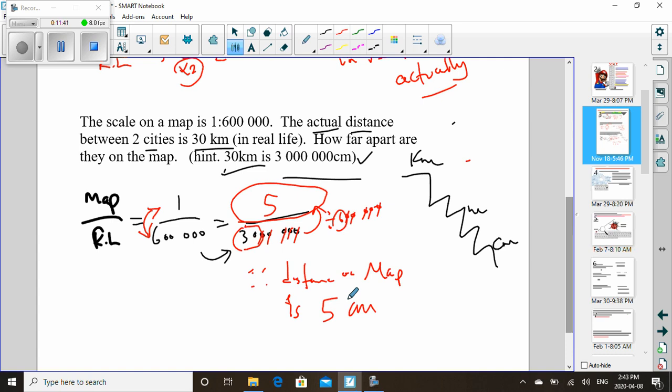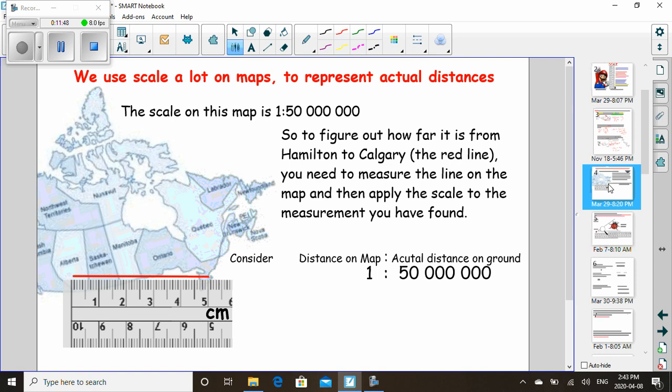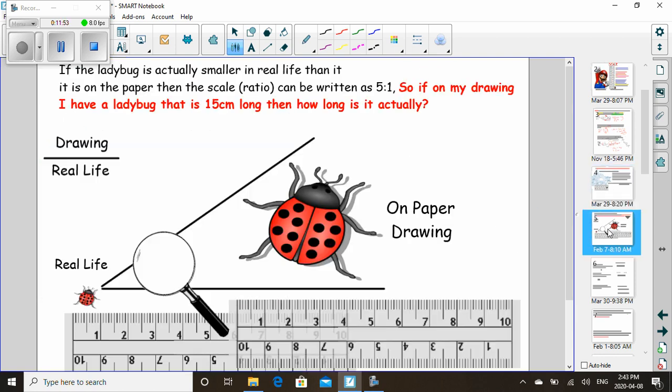Okay, so we have actual models, we have pictures, we have maps. They're all scale related. Here's another question, a map question. Here's another ladybug drawn bigger than it actually is, a 5-to-1 ratio. Let's look at that one quickly. The ladybug's actually smaller in real life than it is on paper. Then the scale is written as 5-to-1. Notice that number 5 is the bigger number, 5-to-1.